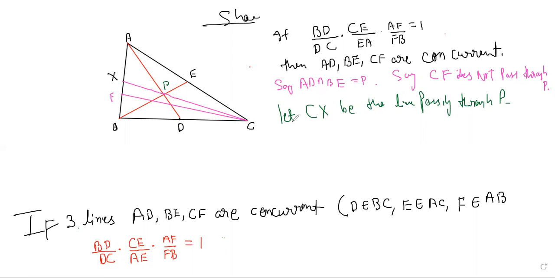Now we have created a concurrency situation, right? So by Ceva's theorem, you will get that AX by XB is the same as AF by FB. Okay. Why? Because let's apply the theorem. So if you apply the theorem, then what do we get? We get BD by DC times, just as we have created a concurrency situation.